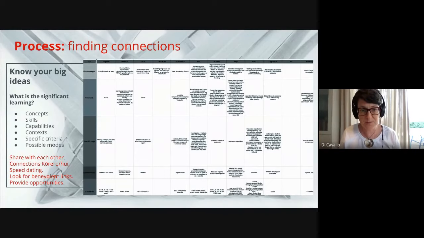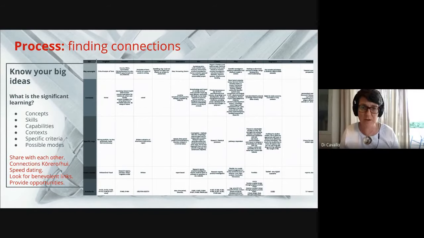Other people are much more open in terms of contexts, and then you might pick a very topical context that gives something really current, that's a bit relevant for students. But you've got to know what all that stuff is, and you've got to know your own specific criteria. And those are the places that you're going to find the connections.